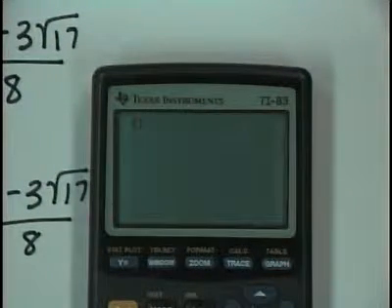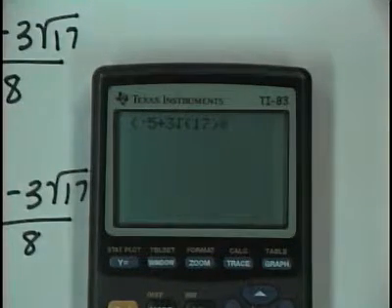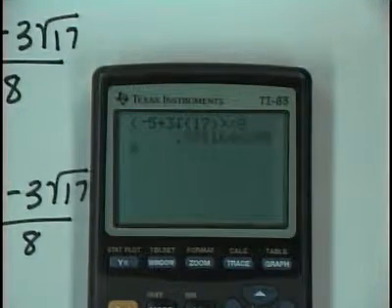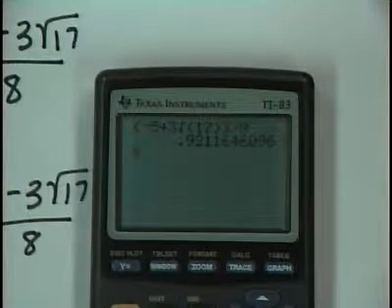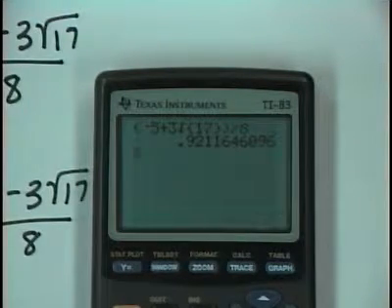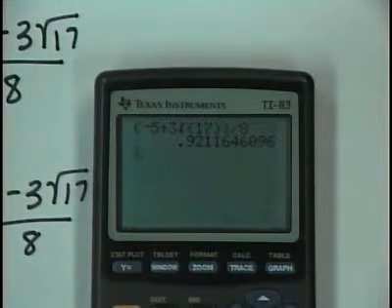We need to start with an open parentheses for the numerator and put negative 5 plus 3 times the square root of 17, close parentheses for the square root, close parentheses for the numerator, then divide by 8 and push enter, and that solution is 0.921194 and so forth.